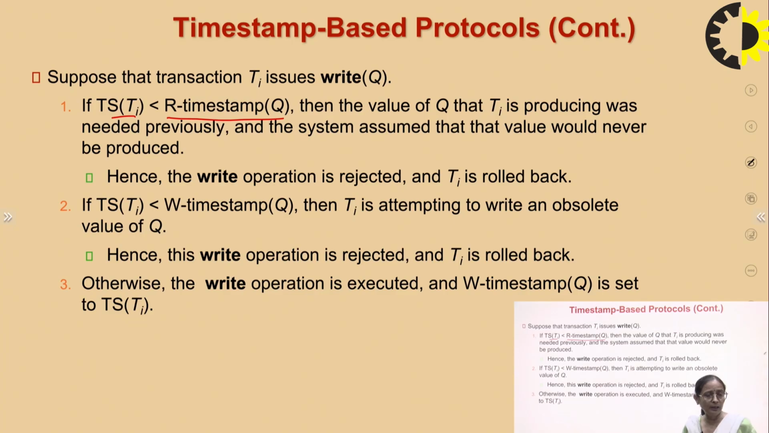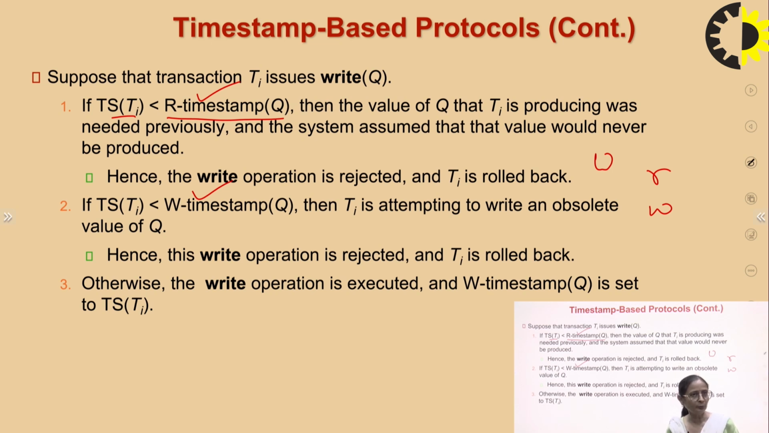So, here I am having a write. Write conflicts with both read and write instructions, so you need to check with both the R timestamp as well as the W timestamp value. First we check with the R timestamp value. If the TS value is less than R timestamp, then the value of Q that TI is producing was needed previously, and now it is no longer required. So the write operation is rejected and TI is rolled back.